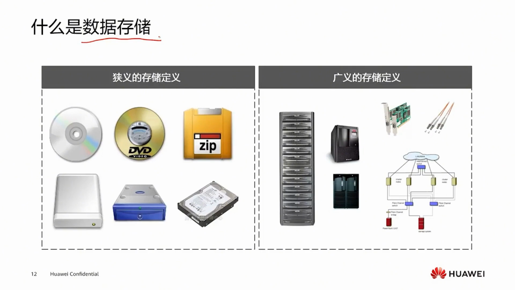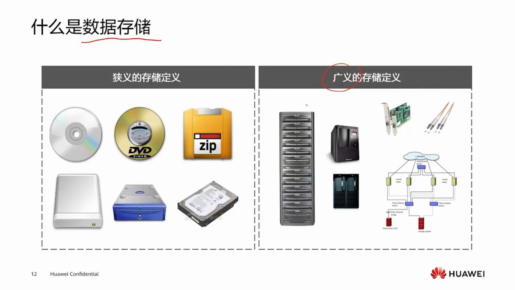Data storage, as the name suggests, is to store data in various forms on the medium. Narrowly defined storage refers to a specific device or medium, such as our common mobile hard drives or USB drives, as well as some older media, such as CDs, DVDs, and floppy disks mentioned here, and even tapes.